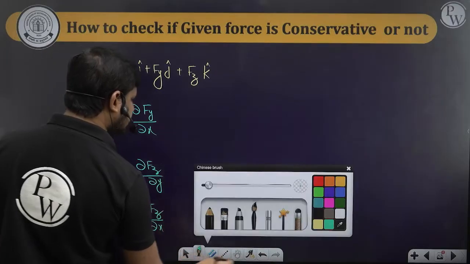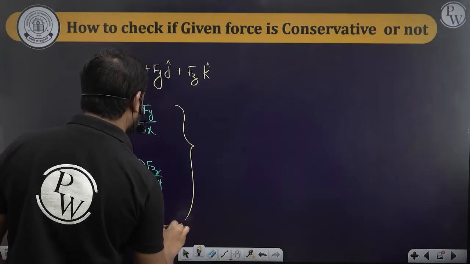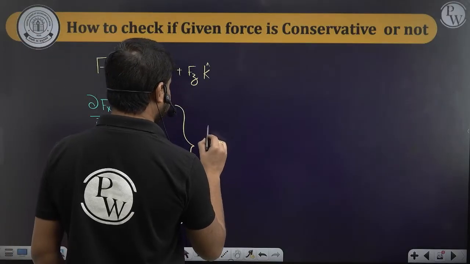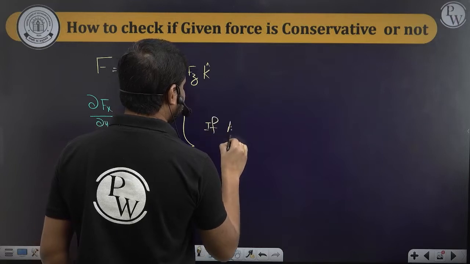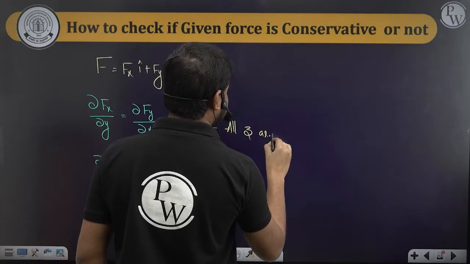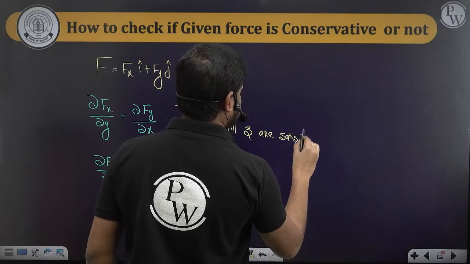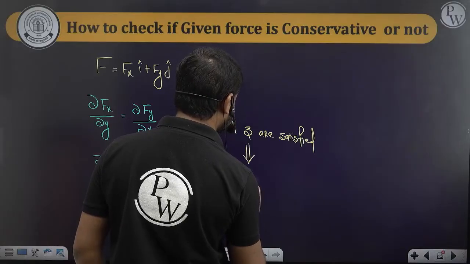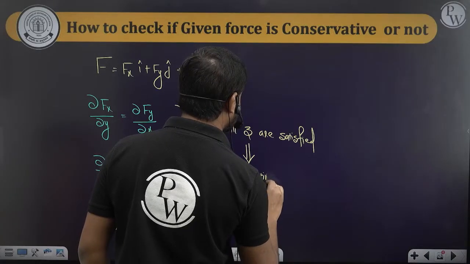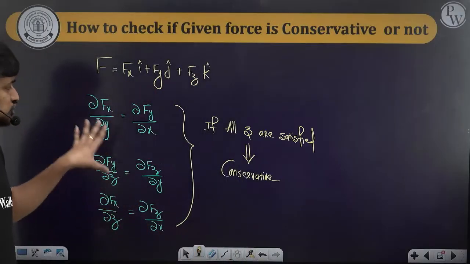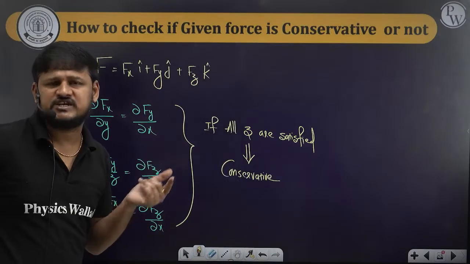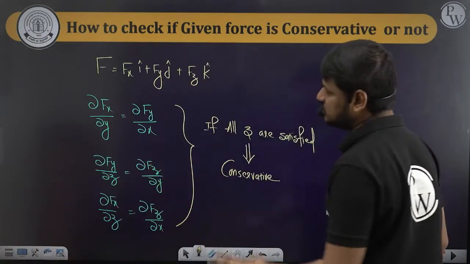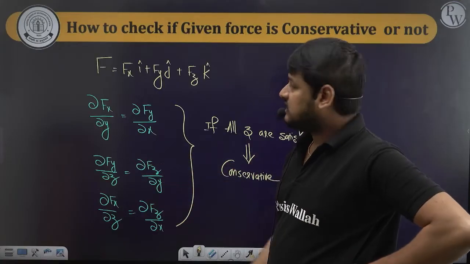So if these conditions are satisfied, if all three are satisfied, then the given force is a conservative force. Don't worry or be afraid by seeing this. Dou means partial differentiation, which is nothing but you can do the differentiation, that's it. I'll tell the example so that you'll understand better. So these are the three conditions.